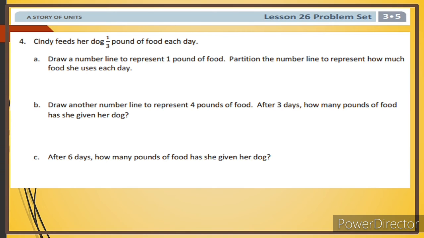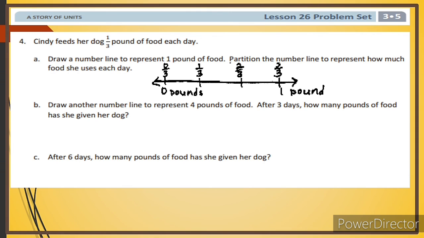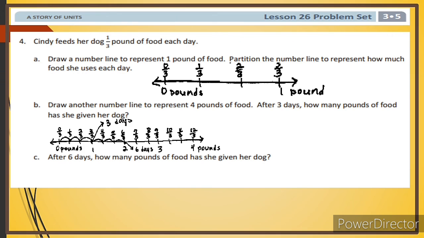Cindy feeds her dog 1/3 pounds of food each day. Draw a number line to represent 1 pound of food. Partition the number line to represent how much food she uses each day. Let's see. 0 pounds to 1 pound. Have 0/3, 1/3, 2/3, and 3/3. There is the number line. Draw another number line to represent 4 pounds of food. You can see it here.